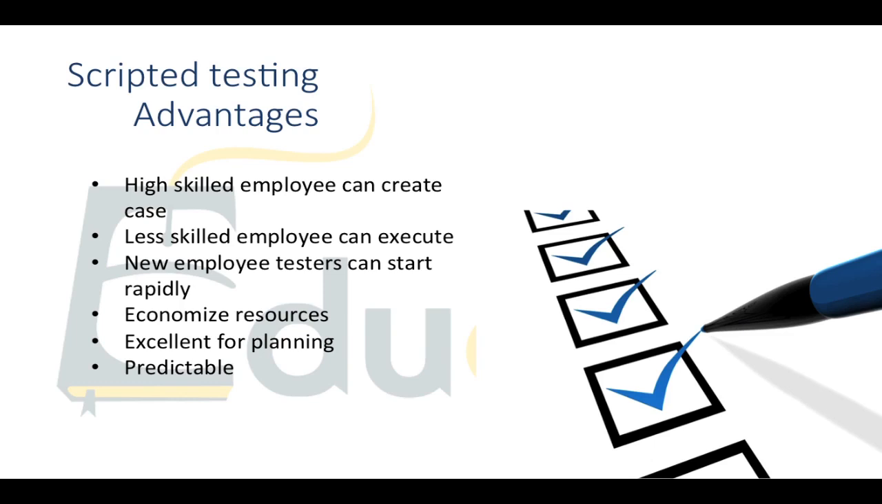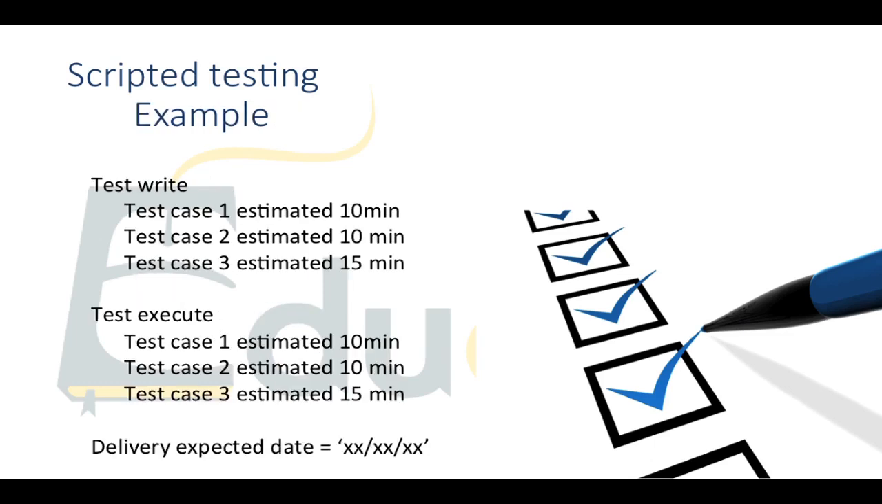Scripted testing also facilitates better planning and predictability. If we've got ready test scenarios, you can estimate efforts on testing and execute the test more precisely and in a more timely manner. It's more predictable. Now here we have an example of how a test case would work. In this particular order, the test would be written. Test 1 takes 10 minutes, test 2 will take 10 minutes, test 3 will take 15. After that, they have to be executed. And before that, you would probably find that there'd be an expected delivery date tagged along to that, which would give the testing team something to work towards.